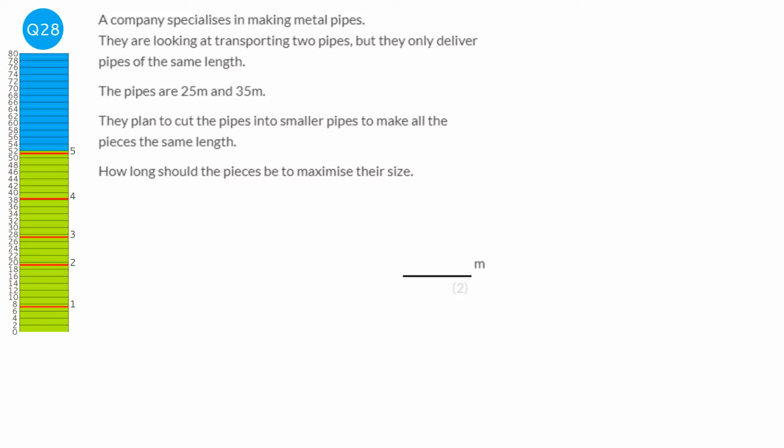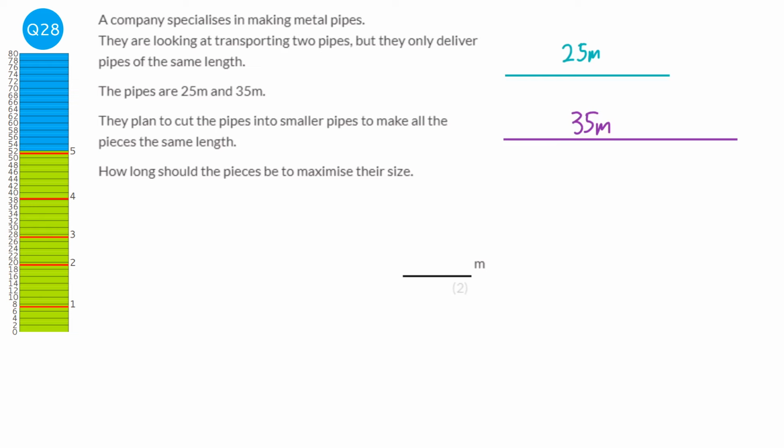So if we imagine we've got the 25 meter pipe here, and we've got the 35 meter pipe here. The question's basically asking us, what can we cut all these pipes into, and they all have to be the same length, that will fit with the 25 meter and the 35 meter. And essentially what this question is asking is, what is the highest common factor of 25 and 35?